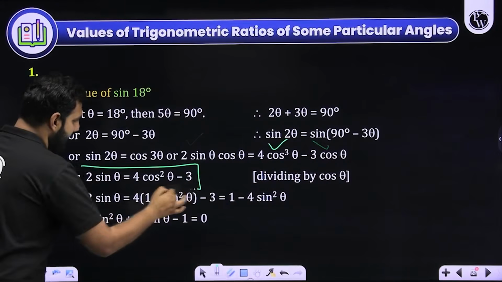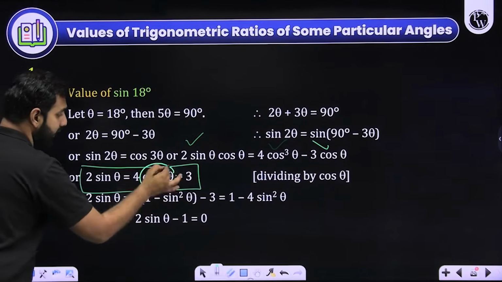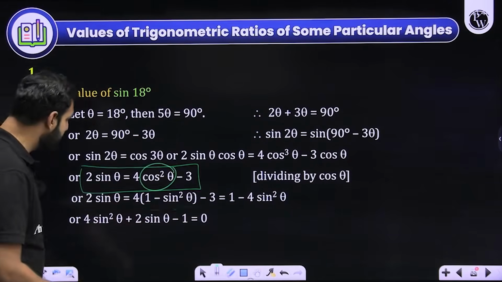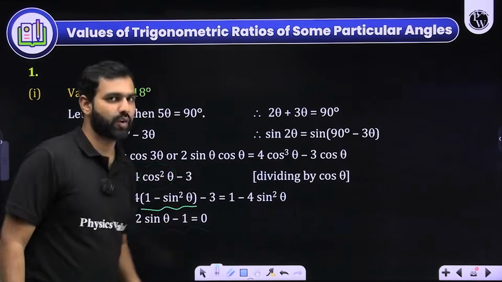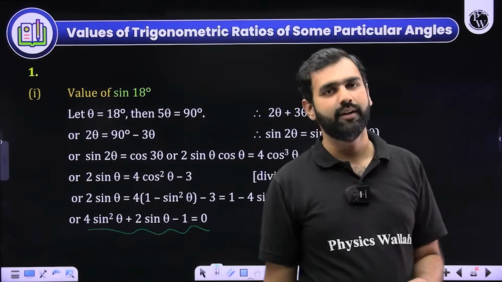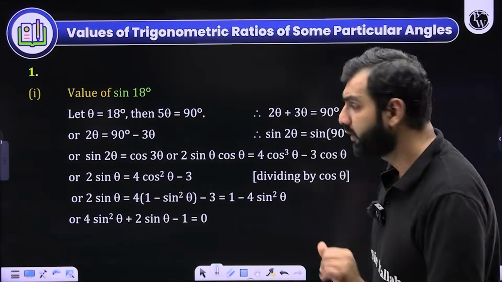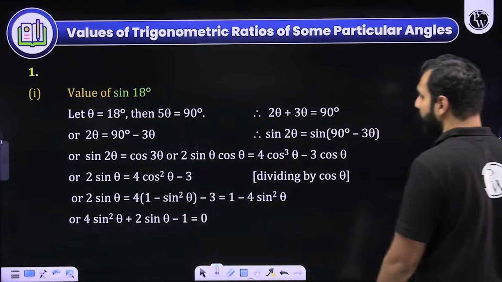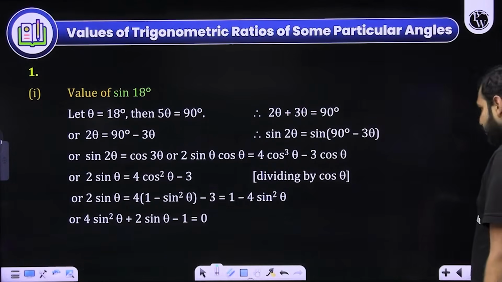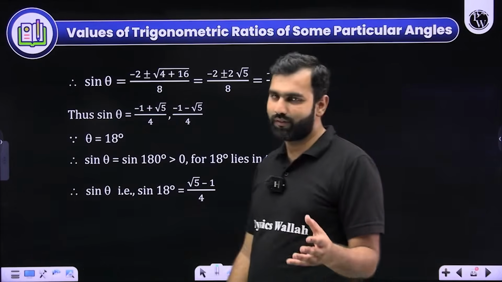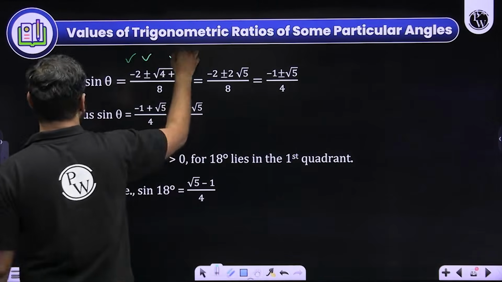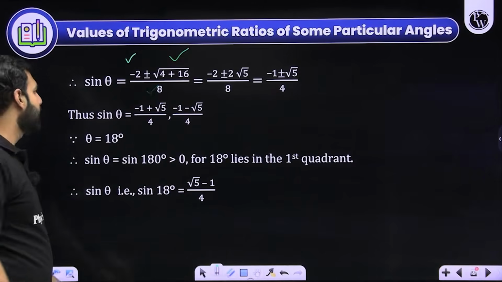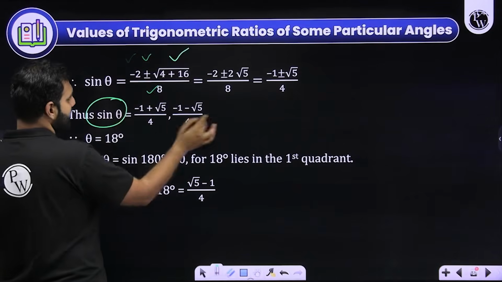And that now, when I replace cos square theta by 1 minus sine square theta, becomes a quadratic like this: 4 sine square theta plus 2 sine theta minus 1. I hope so far whatever I've done is very well understood by you all. Now the next step, the very interesting next step. In this 4 sine square theta plus 2 sine theta minus 1, I'll solve it with the quadratic formula, Sridharacharya, which is minus b plus minus root of b square minus 4ac, upon 2a. Here I'll get two values of sine theta, which are these.